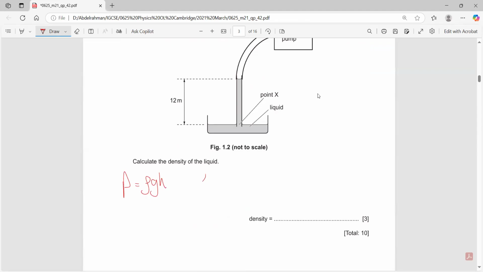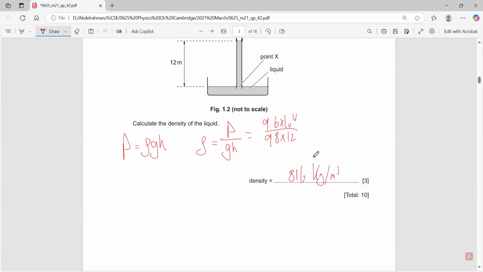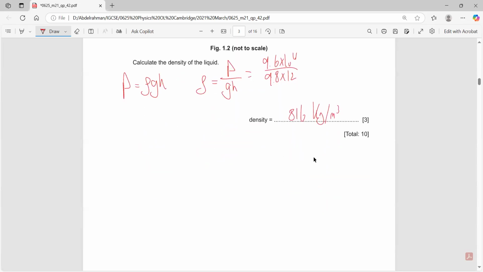Density is rho, so I want to find rho, which is pressure over gh, or 9.6 times 10 to the power of 4 over 9.8 times the height, which is 12. We do not need to convert anything in this question. 9.6 times 10 to the power of 4 over 9.8 times 12 is 816 kilograms per meter cubed. That is the density of this liquid.